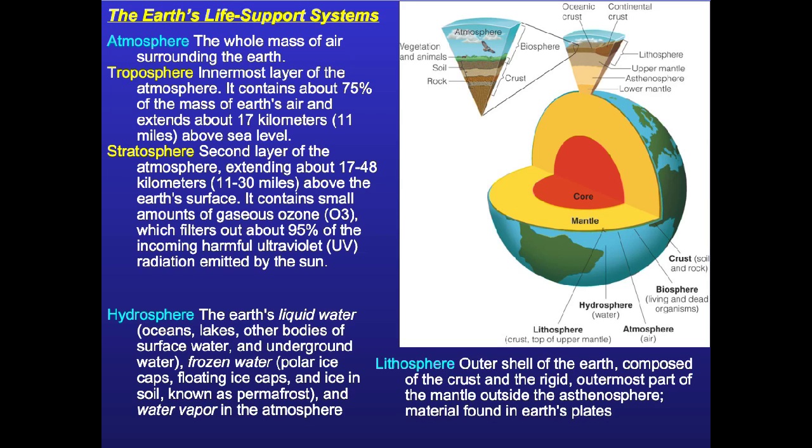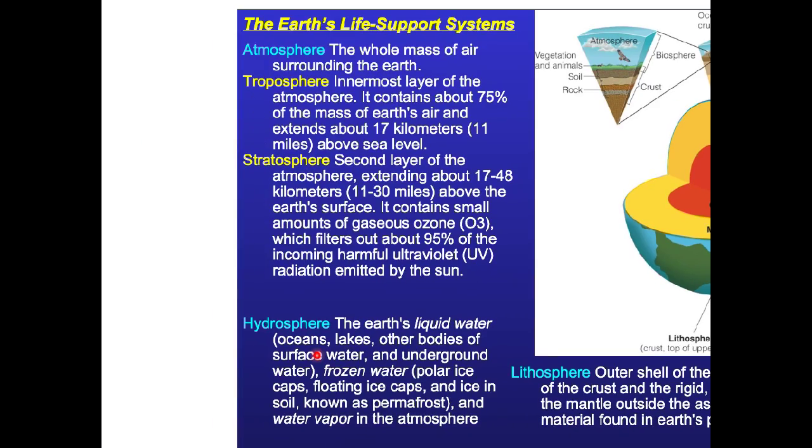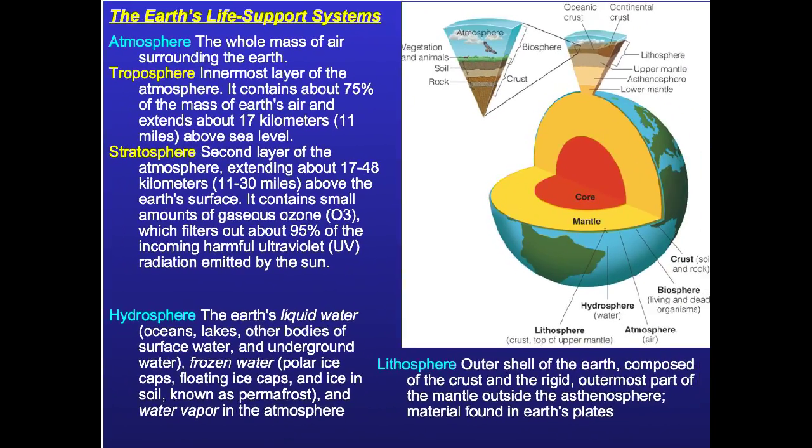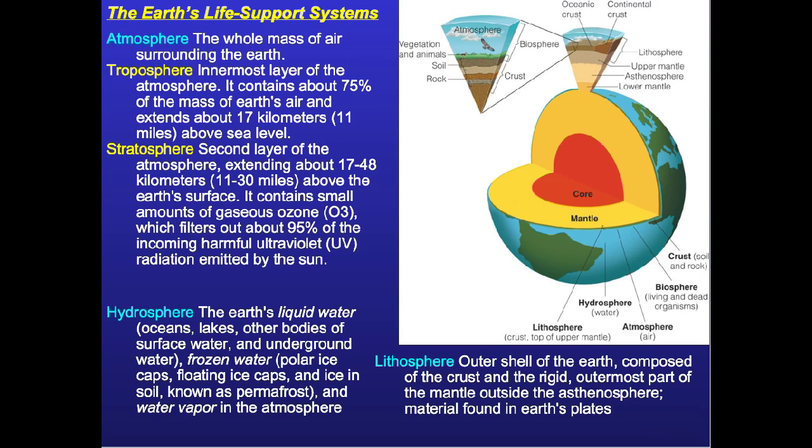Now the hydrosphere is water, looking at all the different bodies of water around the world. So here we have oceans, lakes, frozen water that could be in the polar ice caps, or floating ice. Also there's a lot of water trapped in soil. Also permafrost in the tundra, which we'll talk about in a little bit, and then water vapor in the atmosphere.